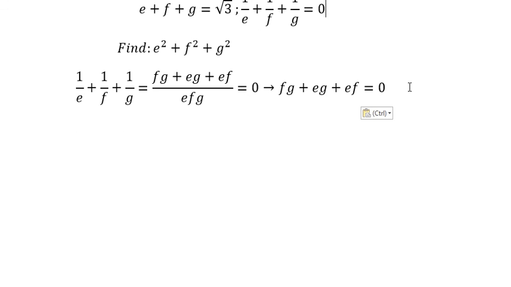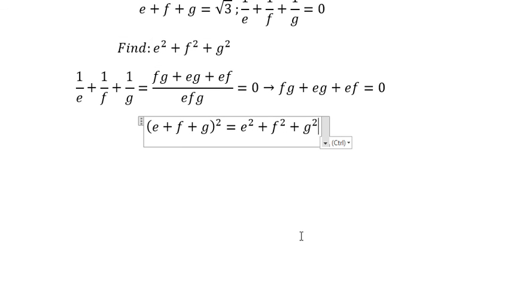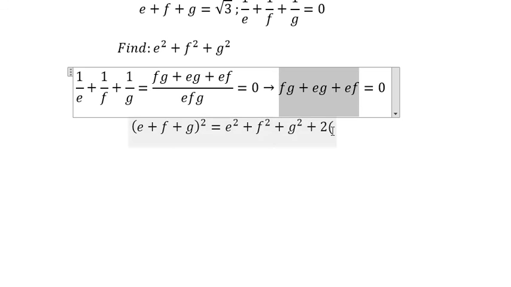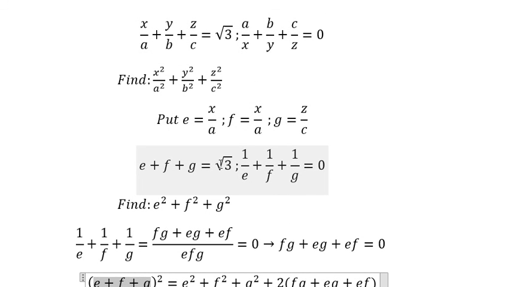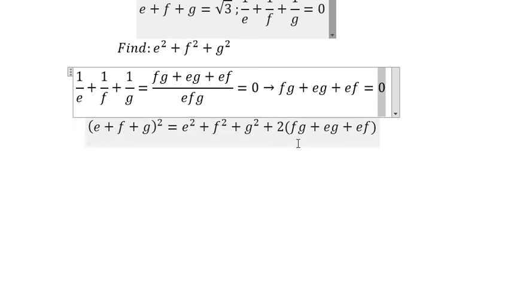Now we have the second equation. Let's see E plus F plus G to the power of 2 equals, for this one, plus 2 multiplied by this one. So now this one is the square root of number 3. This one equals number 0. So we just input the number in here.